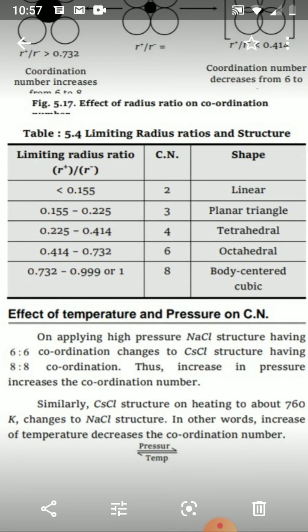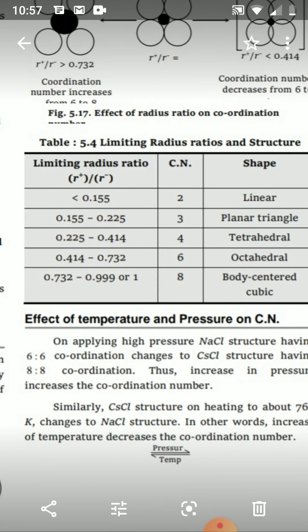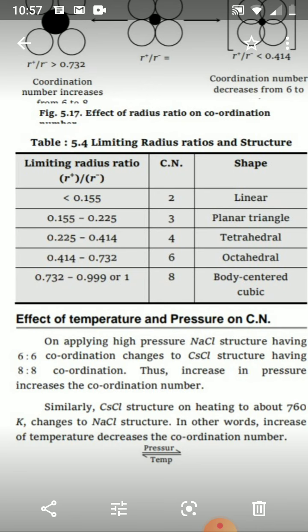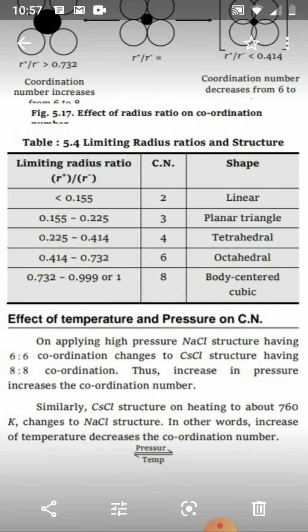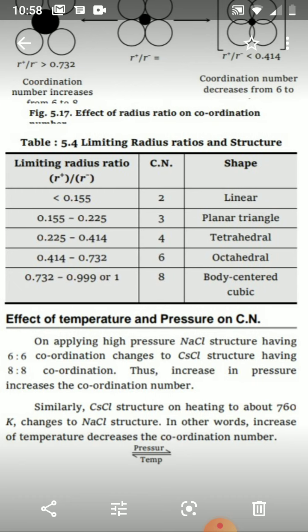Now effect of temperature and pressure in coordination. On applying the high pressure, sodium chloride crystals having coordination number 6 change to cesium chloride structure having coordination number 8. If you apply the pressure, it means the particles come close together, so the number of surrounding particles increases. Similarly, cesium chloride structure on heating about 760 Kelvin temperature changes into sodium chloride structure.